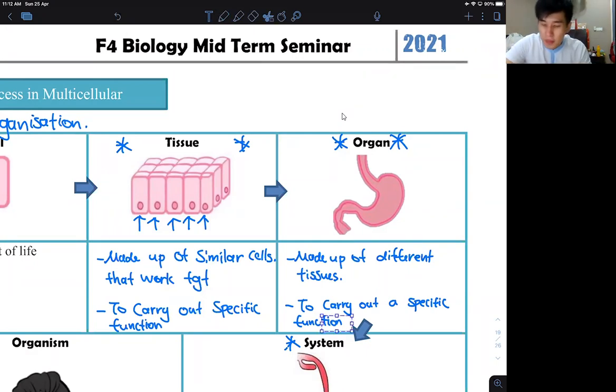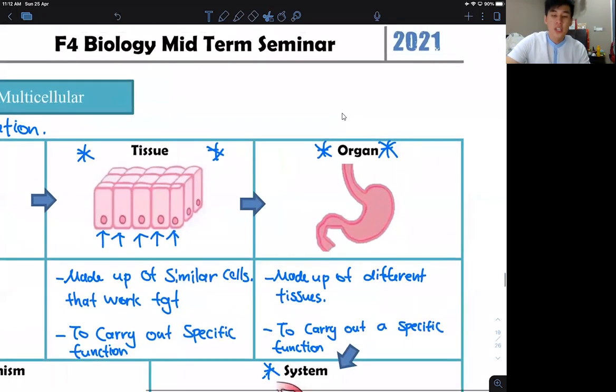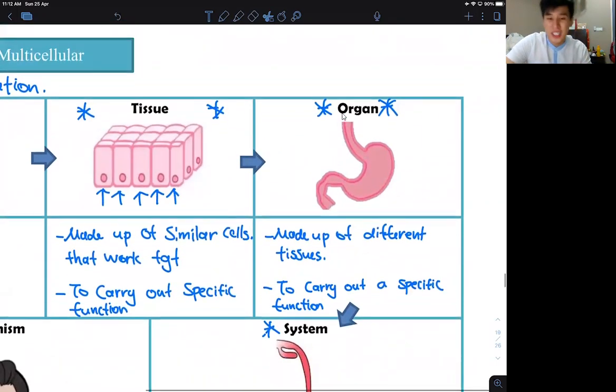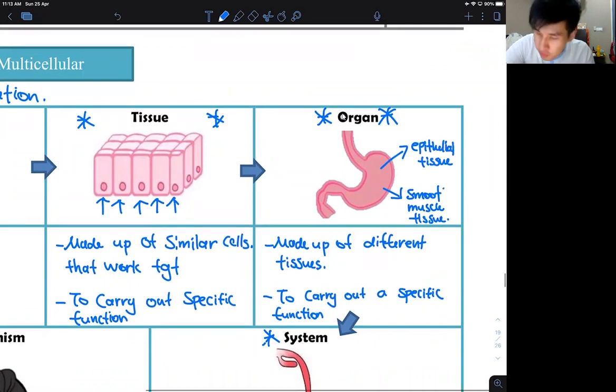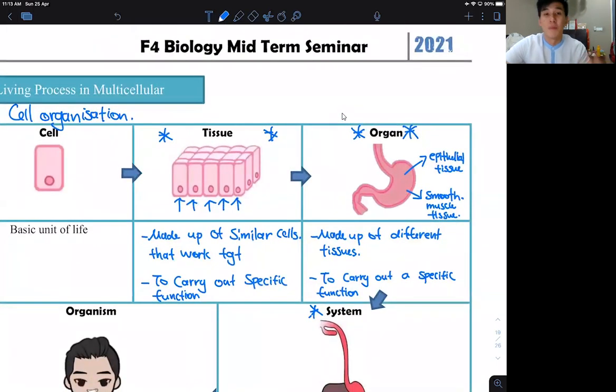So for example, digestive organ is a very classic example. Inside this organ, there is more than one tissue. For example, you have epithelial tissue, which is the surface tissue to help you secrete enzyme and hydrochloric acid. You also have smooth muscle tissue, which helps you to carry out peristalsis, helps your stomach to move. Understand? So this example of one organ definitely has more than one tissue.